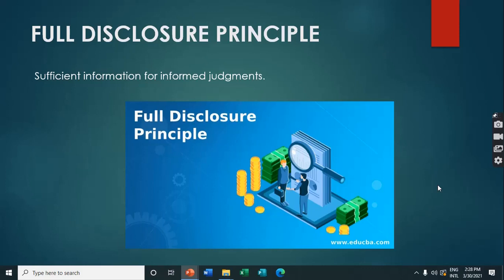Kung ano yung dinidisclose or sinasabi sa financial statements natin. So, in accounting, we are required to disclose everything. Ayan. Para malinaw na yung maibibigay natin ay sufficient so that the reader, yung babasa sa FS mo, can make a good judgment and a good decision. So, yun yung sinasabi ni full disclosure principle.